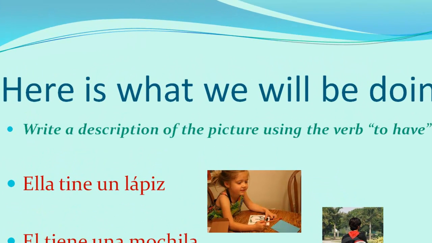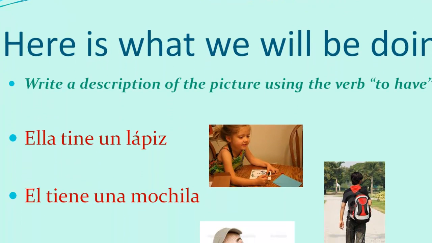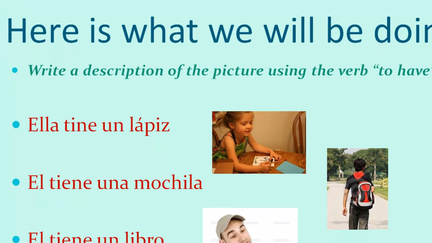You'll see why. Here's an example. If you wanna say, she has a pencil, you see the little picture, it's a little girl with a pencil. So I want to say, ella tiene un lápiz. These are examples of what you're gonna do in the assignment, okay? And on the next example, the boy has a backpack. So you want to say, él tiene, he has una mochila. Okay, you really don't say he has that backpack, because you're not talking about a particular backpack. You're talking about a backpack. So you say una mochila.